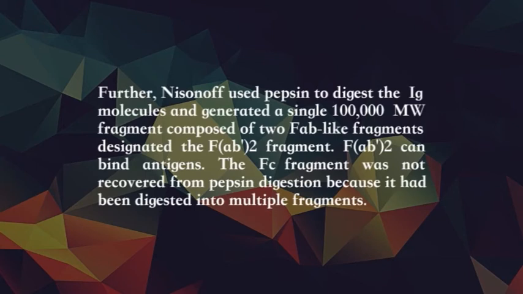Further, Nisonoff used pepsin to digest the IgG molecule and generated a single 100,000 molecular weight fragment composed of 2 Fab-like fragments designated the F(ab')2 fragment. F(ab')2 can bind antigen. The Fc fragment was not recovered from pepsin digestion because it has been digested into multiple fragments.